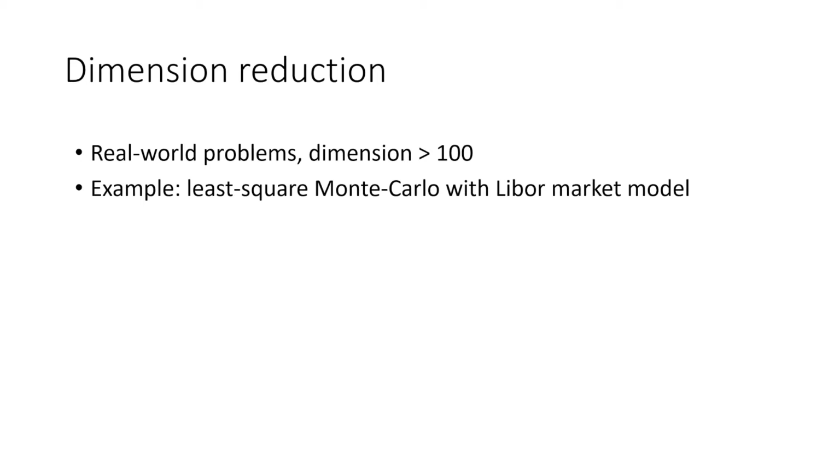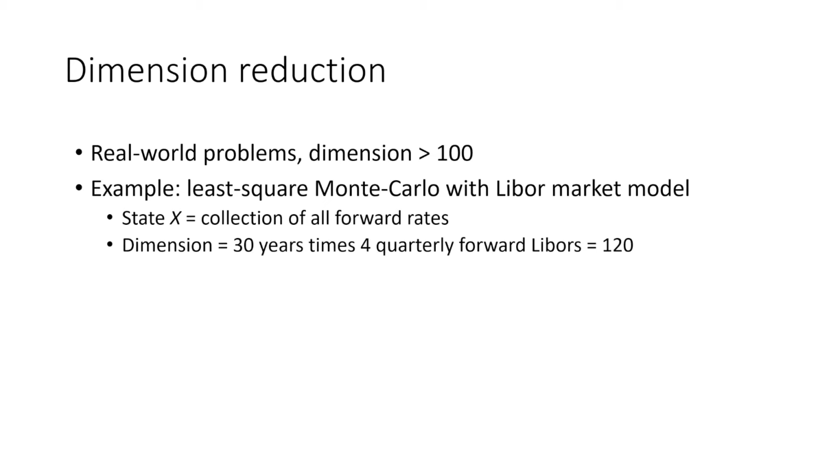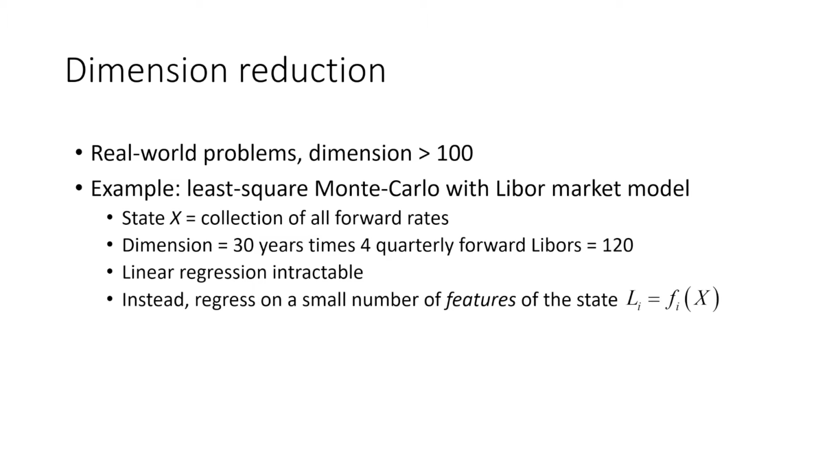Consider, for example, least square Monte-Carlo in the context of a LIBOR market model, a high-dimensional, non-Markov interest rate model where the state X consists of a collection of forward rates of maturities up to some terminal date. In a 30-year problem with quarterly LIBORs, dimension is 120. Linear regression is therefore intractable.